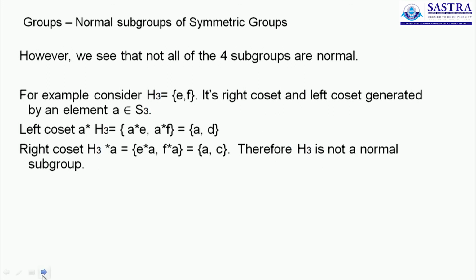Proceeding, what happens with H3? H3 has E and F. Only the identity element E and one more element F. Let's pick A. A star E and A star F is A comma D. E star A and F star A is A comma C. Once again, the 2 cosets are not identical. This is also not a normal subgroup.